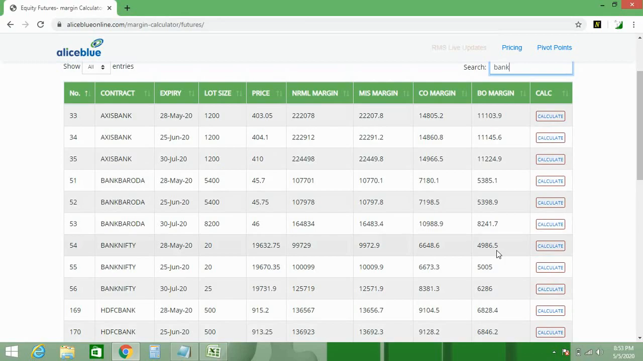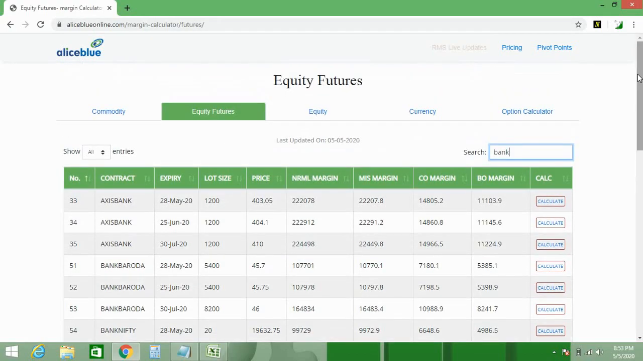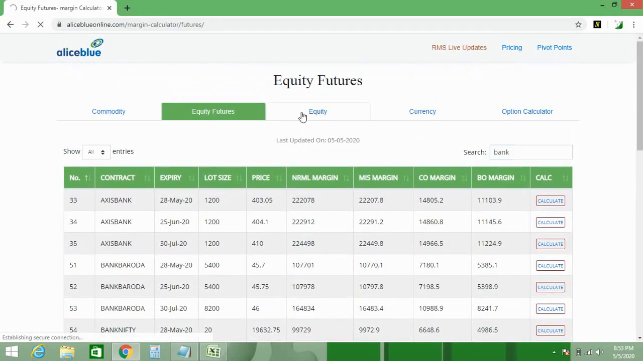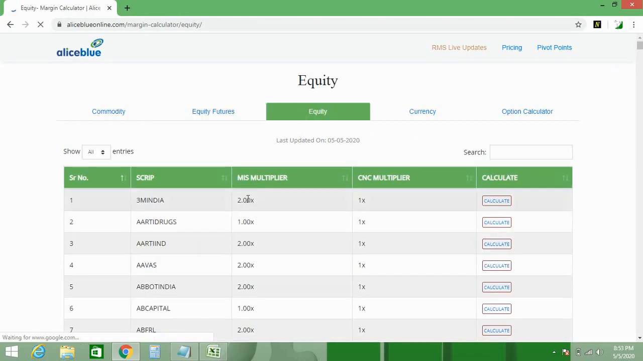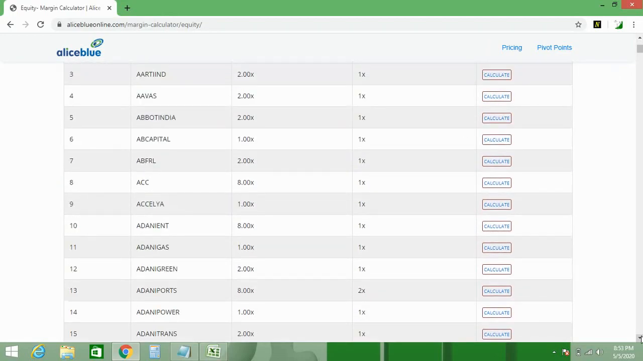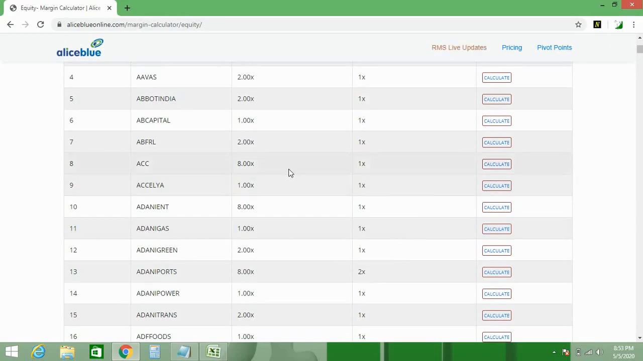Alice Blue is one of the best brokers giving the maximum margin. Even for Axis Bank, if you multiply it, it's just 20 times, guys. That's the beauty of Alice Blue. And if you go to equity, I'll tell you how much it gives you. Equity, as I said, 3M India is giving 2 times. Aditya Birla Capital is only 1 time. But if you go to this one, ACC is 8 times. Adani Ports is 8 times.